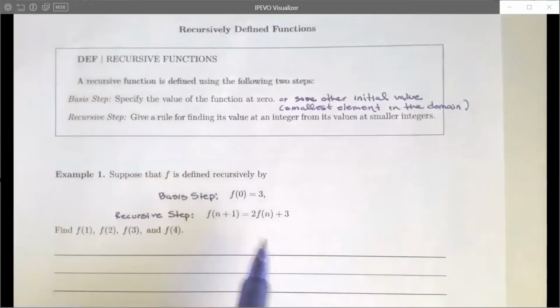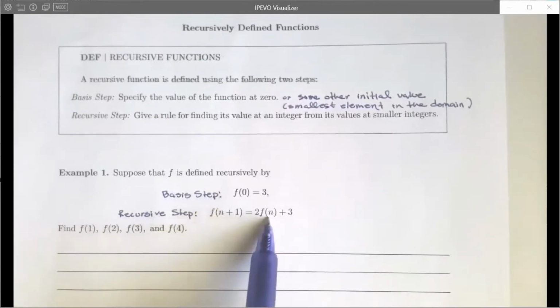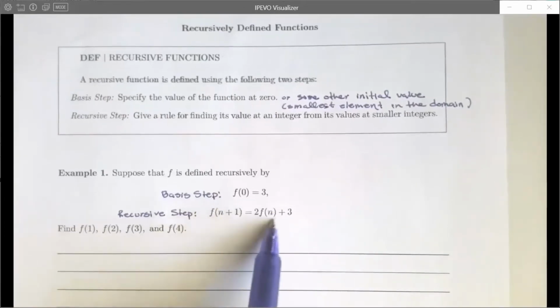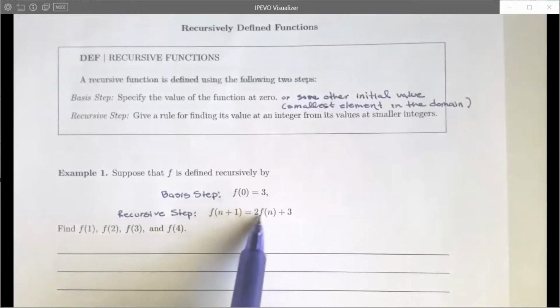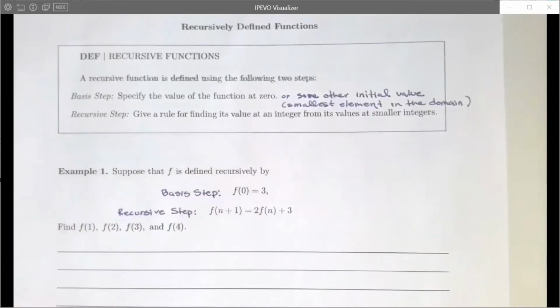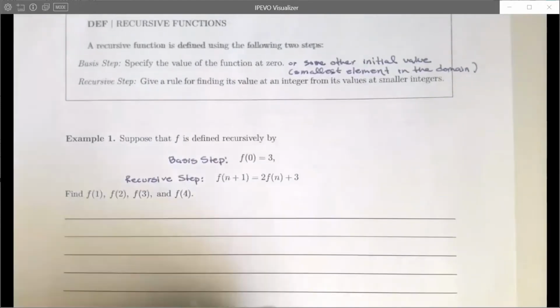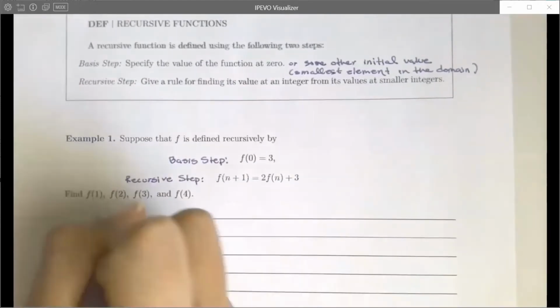Again, it's recursive because if you notice, the current function value is based on previous function values or function values at other inputs. Okay. So using that definition, we're going to find f of 1, f of 2, f of 3, and f of 4. So let's start off with f of 1.